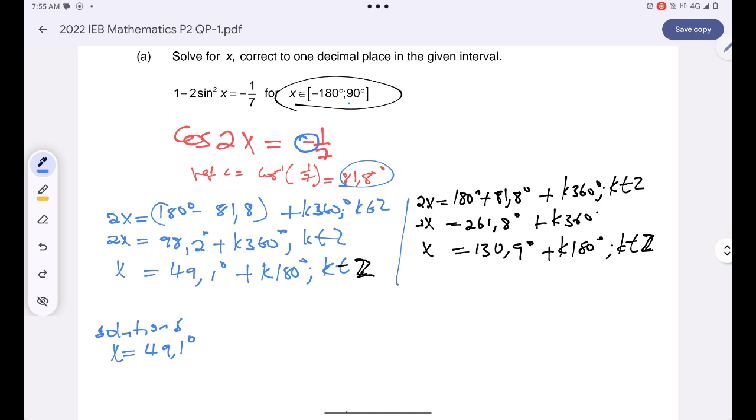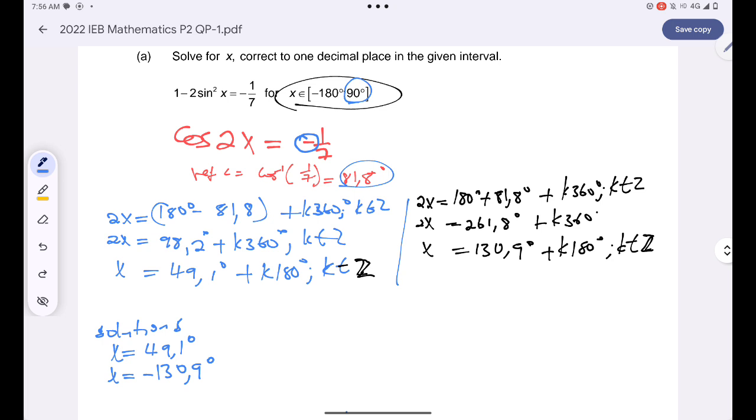greater than 90. So this simply means I don't have to go further and substitute 2 as an integer, because if 1 gives me a greater value, 2 will give me a higher value than the one that I get whenever I substitute 1. Then I must go to the negative values of k. Whenever I substitute -1 in place of k, I'll simply get x to be equal to negative 130.9 degrees.